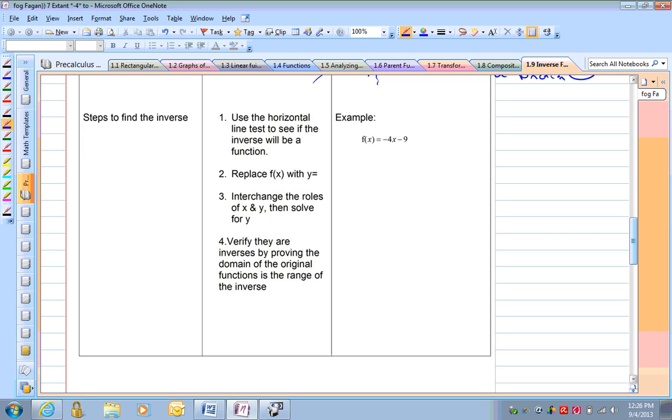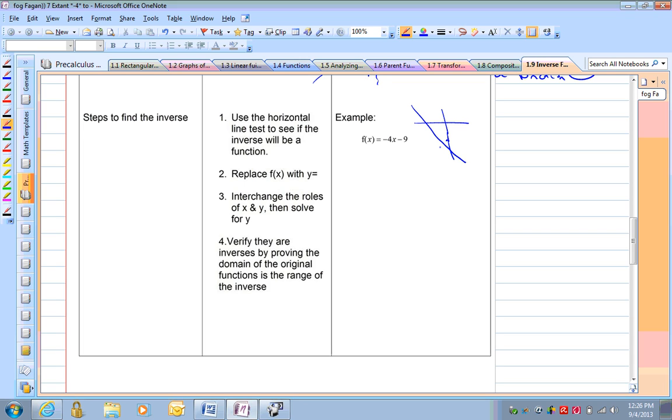Okay, first we're going to use the horizontal line test to see if the inverse is a function. Well, let's just talk about that. This is just a linear equation. So we know this is a linear equation with a y-intercept of -9 and a slope of -4. So our graph would be something like this. We know it would pass both the horizontal and the vertical line test. So the original is a function and its inverse would also be a function.